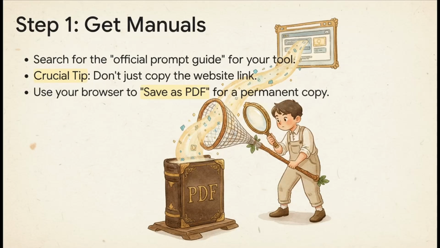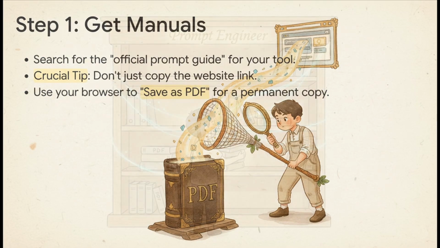Let's kick things off with step 1. Just go to Google and search for the official prompt guide or the technical parameters for whatever tool you love. Midjourney, VEO, doesn't matter. Now, here is a crucial tip. Don't just copy the website link. Websites change all the time. Instead, you want to use your browser's print function to save as PDF. This gives you a permanent, offline copy that's going to be the solid foundation of our AI's entire knowledge base.